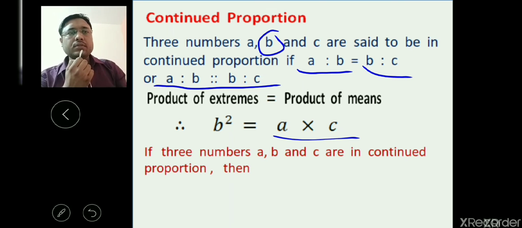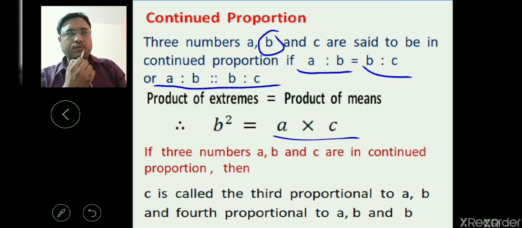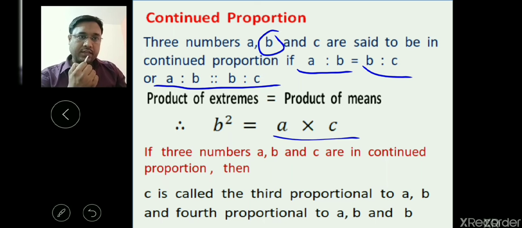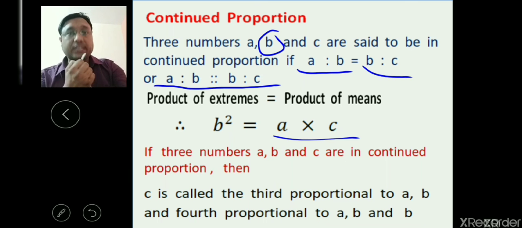Now if three numbers A, B and C are in continued proportion, then one more fact is here, that C is called the third proportional of A and B. If you consider three numbers only, A, B, C, then C is called the third proportional to A and B, and fourth proportional to A, B and B, in which second and third are same. You can see A, B and B. The second and third numbers are same here I have taken. So it is called the fourth proportional for A, B and B, and third proportional for A and B.